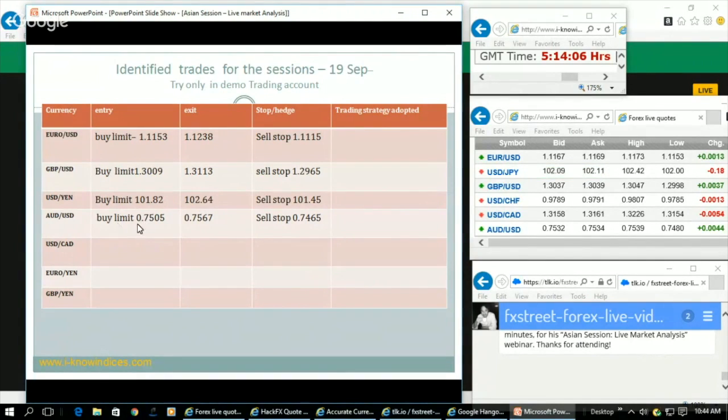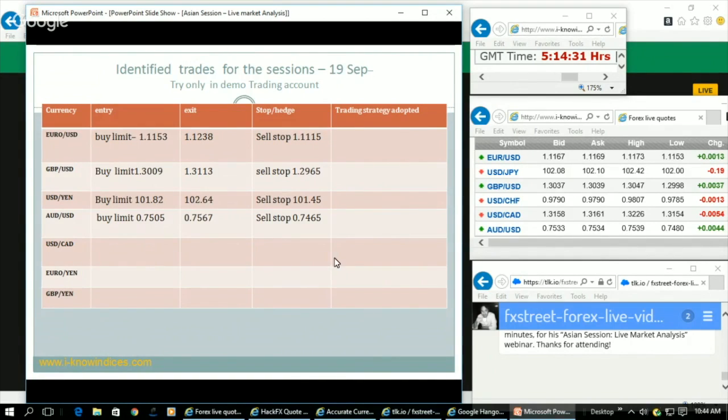Then Australian dollar, keep a buy limit order around the psychological level 0.7505 or 0.7510 level, and once they make a small dip, watch how far they are coming down, and then around 5:35-45 GMT try to pick up a buy position, and later on they will try to gain the levels.